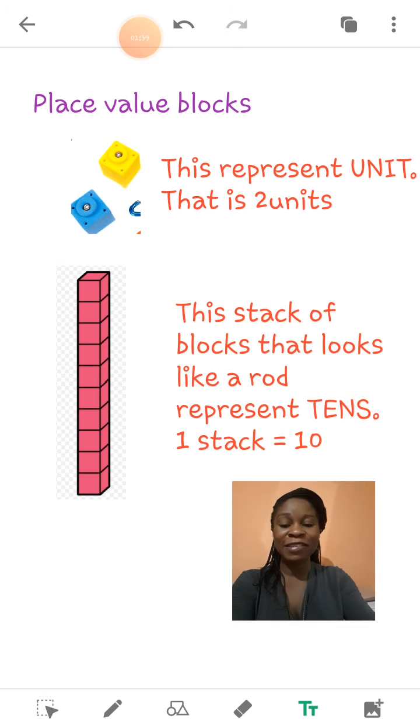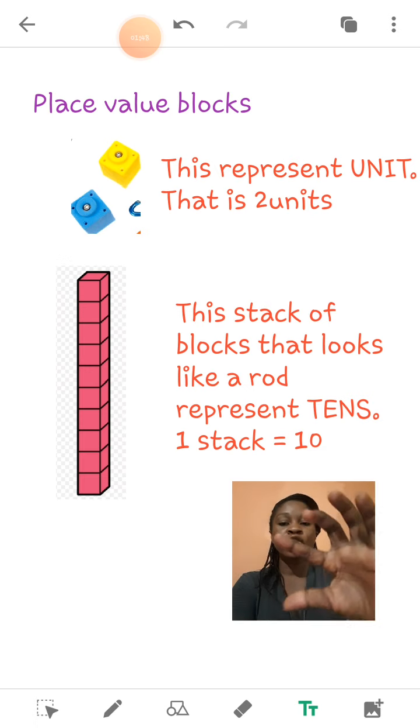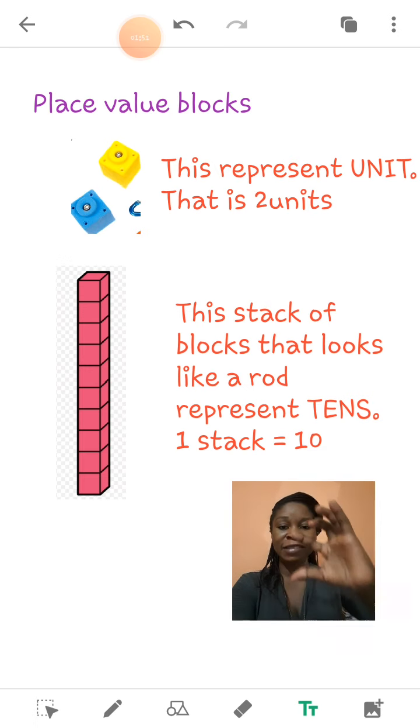But for the tens, you have a stack of blocks. If you count clearly, this is a 10-piece block. But in place value, we don't count 1, 2, no. Once you see a stack of blocks that stands like a rod, it represents tens, and that is to say 1 ten. Let me write so that you can understand.